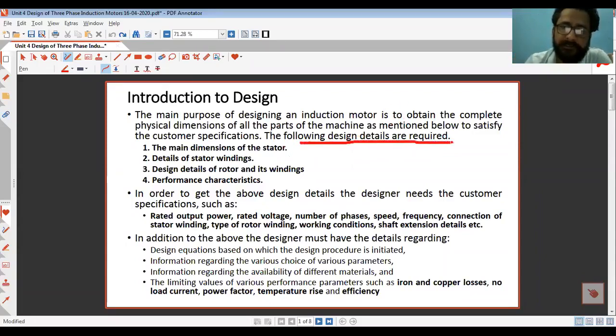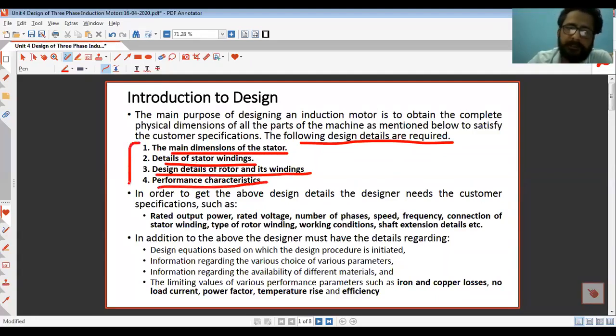The following design details are required for designing the machines. The first is main dimensions of the stator, then details of the stator windings, design details of rotor and its windings, and performance characteristics. For an AC motor, these 4 design details are required. You need to know what should be the dimensions of the stator, the dimensions or details of the winding on the stator, and about the rotor as well as the performance characteristics.